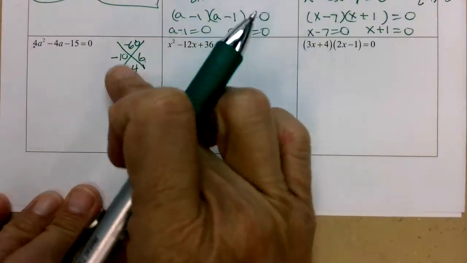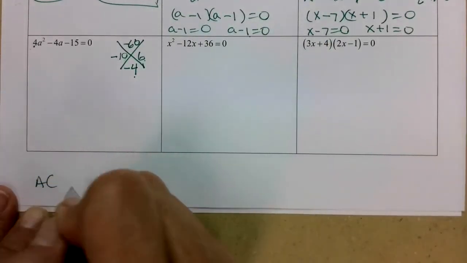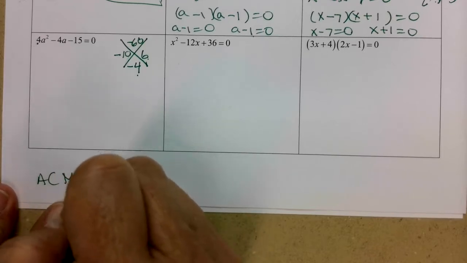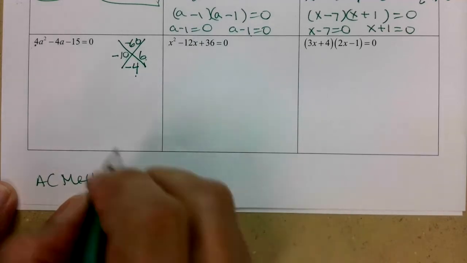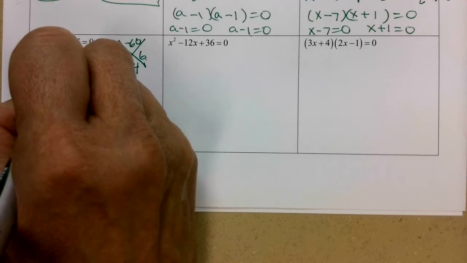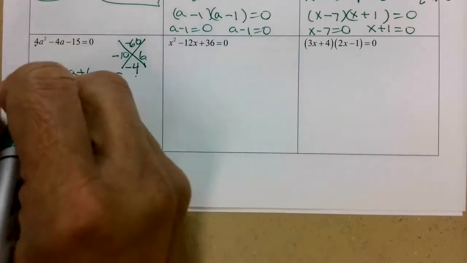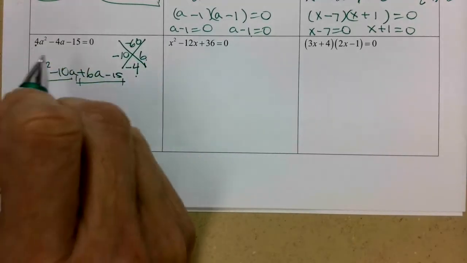So this is the AC method. I don't know where I'm going to fit that. AC method. You can search for a video that will show you how to do AC method factoring. And then we go 4a squared minus 10a plus 6a minus 15. And then group. It does equal 0. I just don't have room.